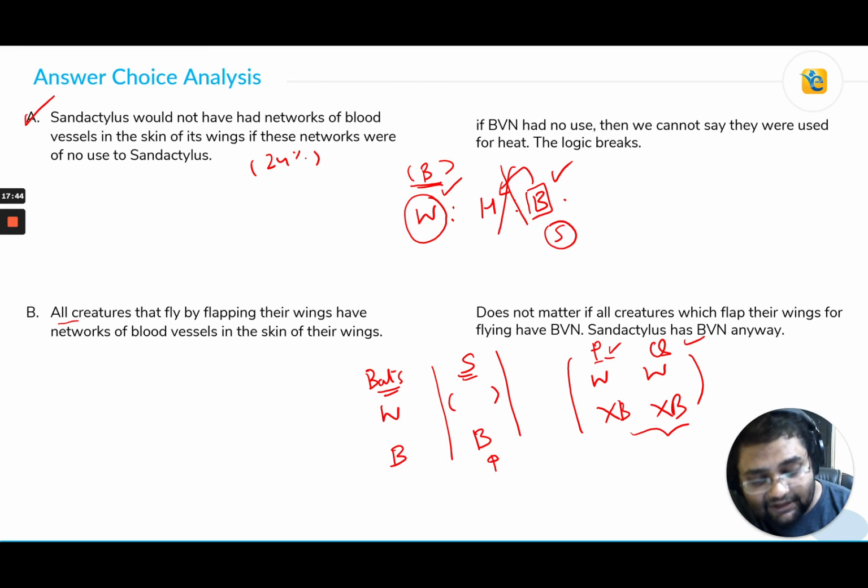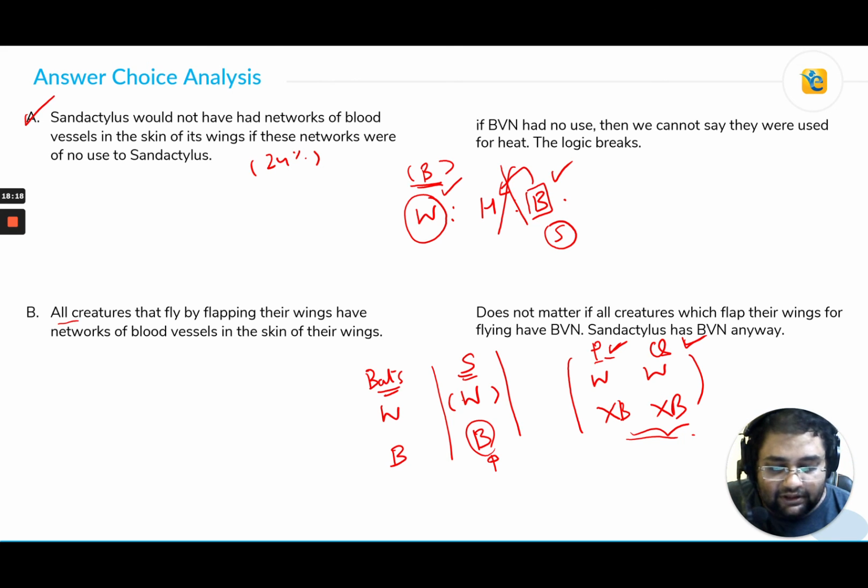We are only concerned with whether this blood vessel network is evidence that can be considered as evidence that Sandactylus also used its wings by flapping for the purpose of flight. This does not tell you anything about that. In other words, even in this situation, there might be these other creatures which do not have blood vessel networks. So what? In the case of Sandactylus, we already know these blood vessel networks exist, and for all we know, they exist only for the purpose of dissipating the heat that is generated by the flapping of wings.